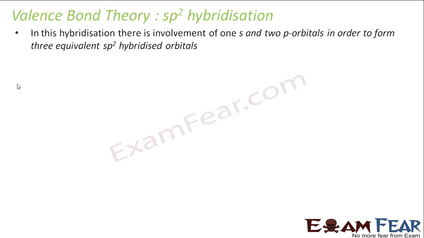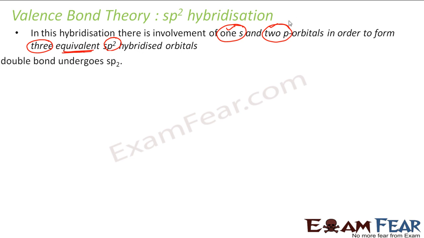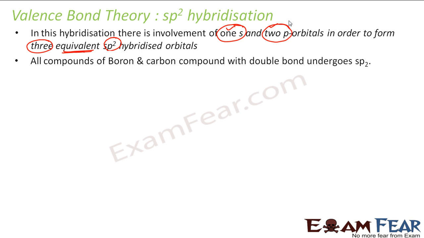In case of sp2 hybridization, 1s and 2p orbitals overlap or merge and rearrange to form how many sp2 hybridized orbitals? 3, obviously. Why? Because 1 plus 2 is 3, so it forms 3 sp2 hybridized orbitals of equivalent energy and shape. So 1s and 2p, it is like 1s, 1p, 1p, it forms something like this, right? 3 orbitals.